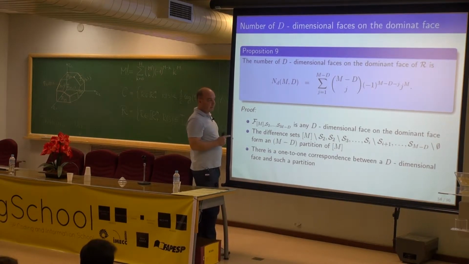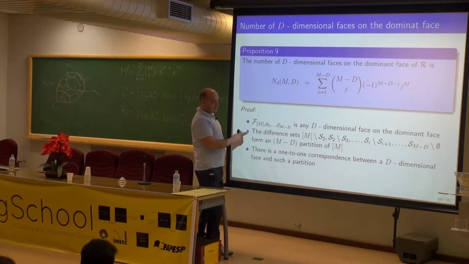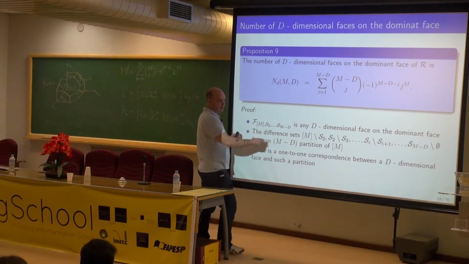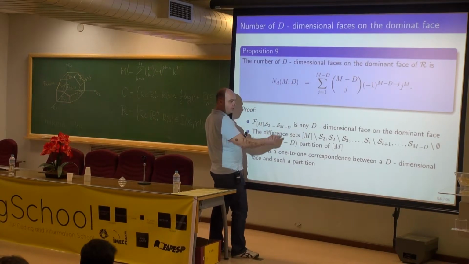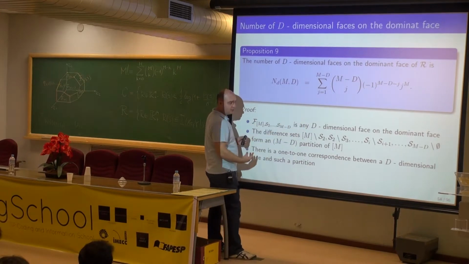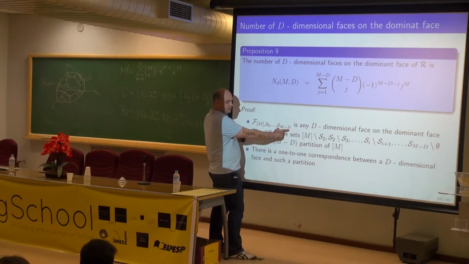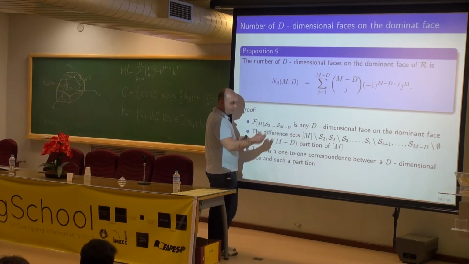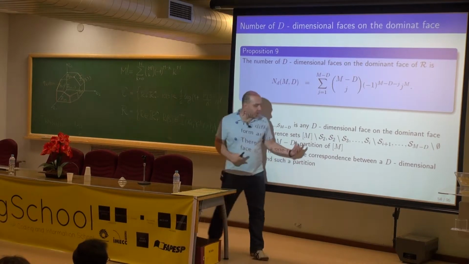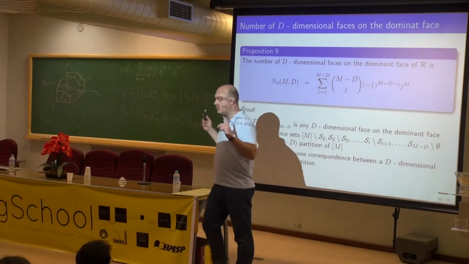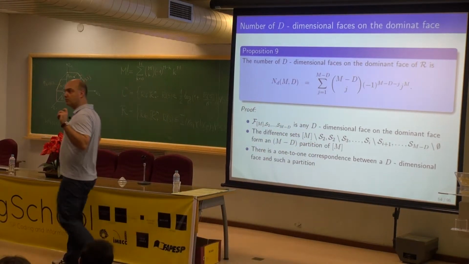And then these different sets, like starting from m minus S2, and then S2 minus S3, and then we continue till the end, in which the last one is Sm minus d, if you want, minus the empty set. These form an m minus d partition of m. Are you familiar with partition? What is partition?